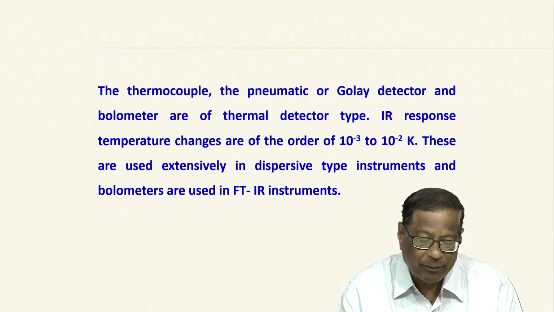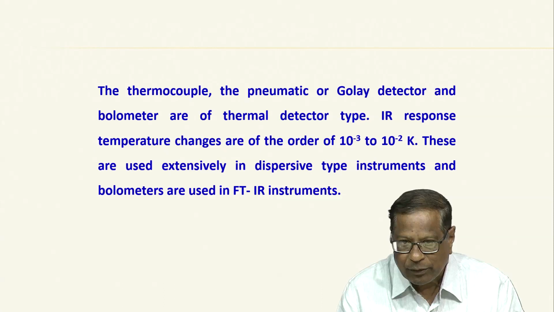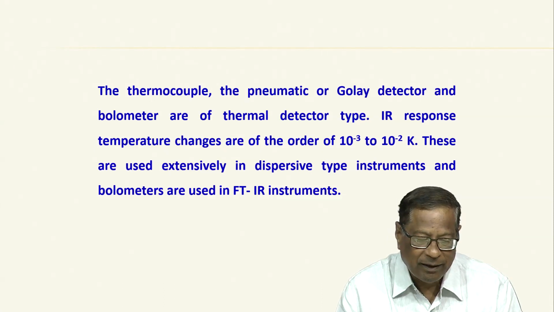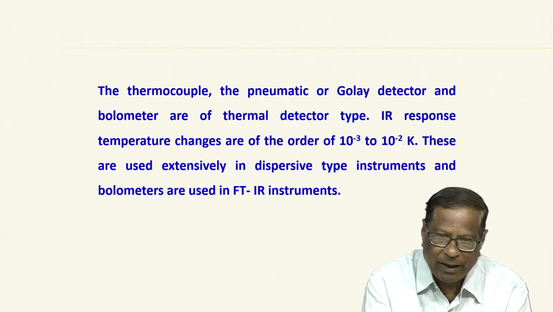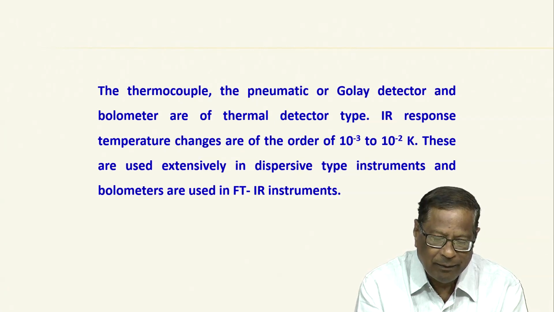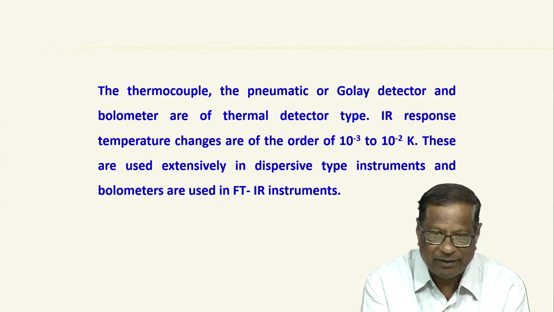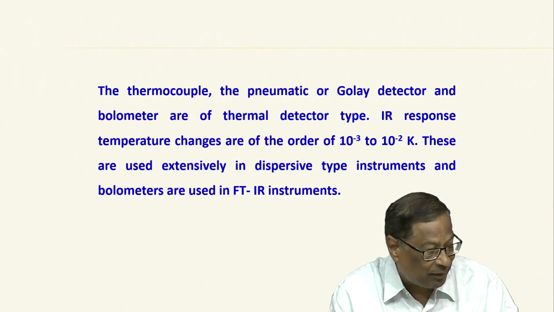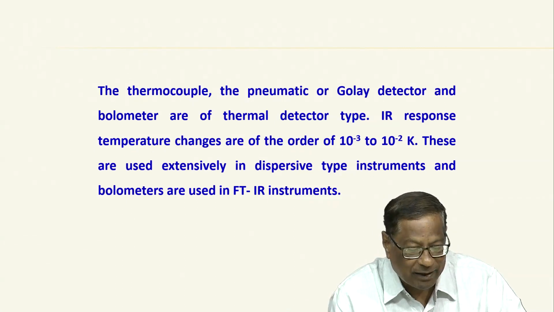Bolometers are used more in infrared instruments, IR. So, essentially what we are talking about, the Golay detector and thermal detector, Golay detector as well as bolometers, they are all thermal, and the temperature difference is about 0.01 to 0.02 degree centigrade or Kelvin. These are used extensively in dispersive instruments, that is prism, grating, prism grating or grating instruments, not in FTIR. Bolometers are used in FTIR.